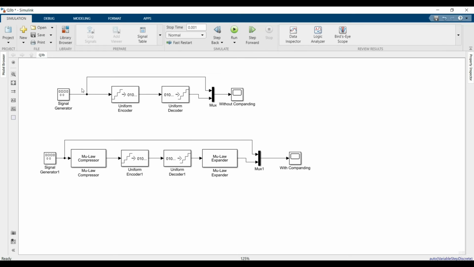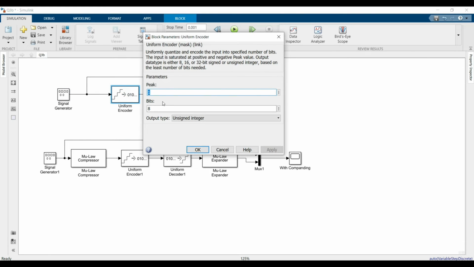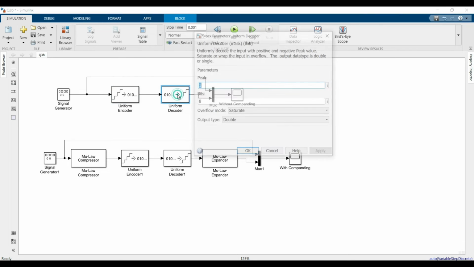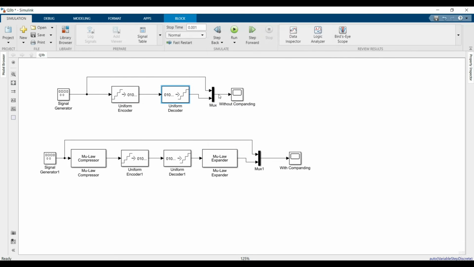Now we will do the Simulink for our question 2. So first we will generate a 2 kHz sinusoid. Then we will pass the signal into our uniform encoder with 8 bits. That's our 8-bit quantization level. And we go to our uniform decoder with 8 bits also. Then we'll multiplex our quantized signal with our message signal, and we can observe the signal with our scope. So here is our quantized signal without companding.